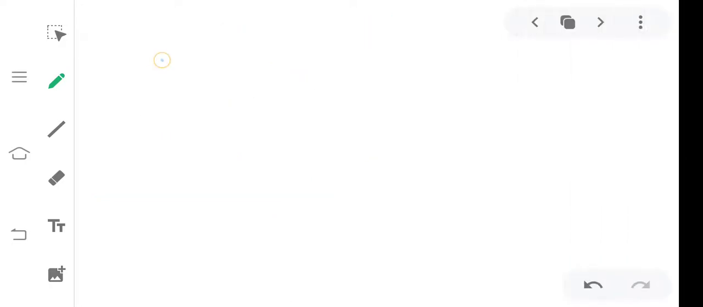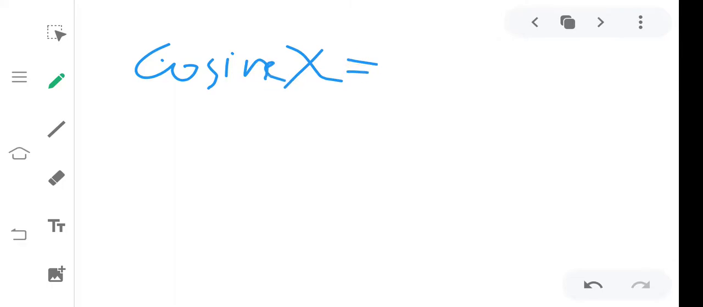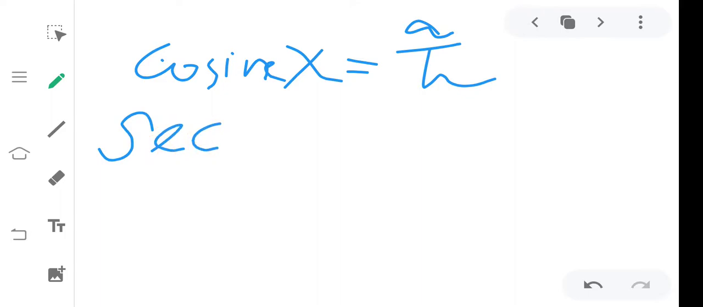Like cosine of x. Cosine of x, in short we can write cos x. Okay, cos x is A by H. Then secant we can write with sec x, is H by A.